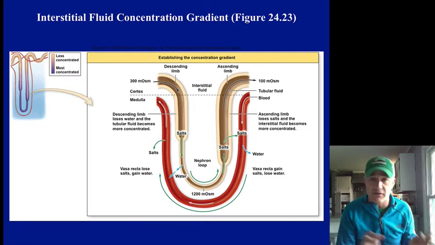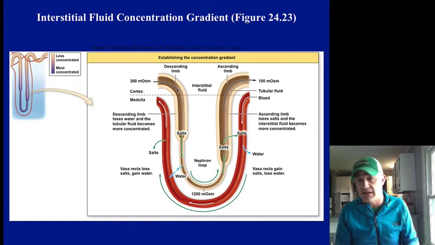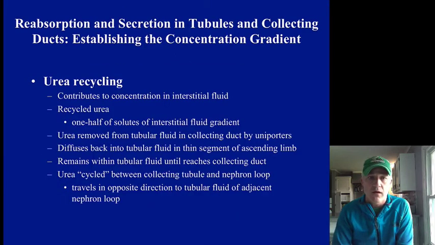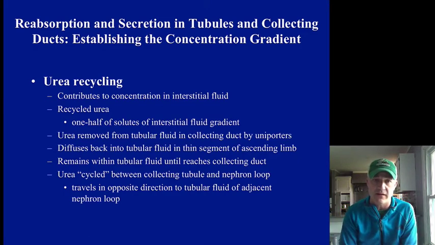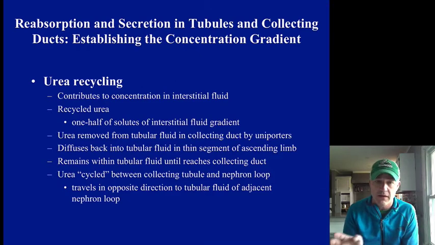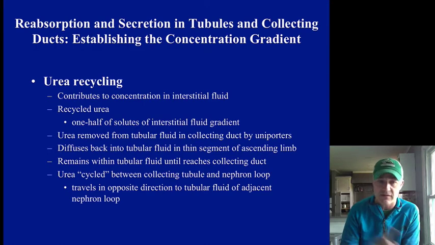So this is all going back in the bloodstream, which is going to maintain our blood volume, maintain our blood osmolarity, and we're happy on that one. Like I said, the urea recycling contributes to this. About half of the urea that ends up in the urine is going to get pumped out in the collecting ducts. It then diffuses back into the ascending limb based on concentration gradients. So it's cycled through there.